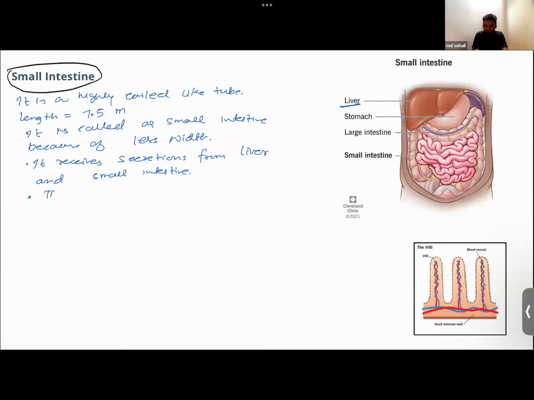So the food is completely digested here, and absorption of components takes place.